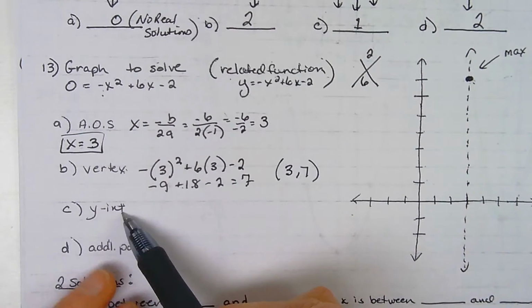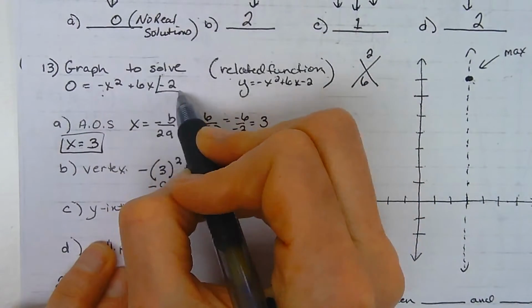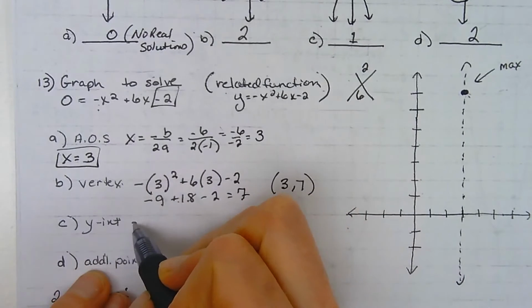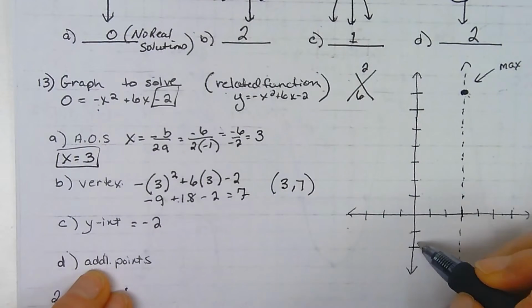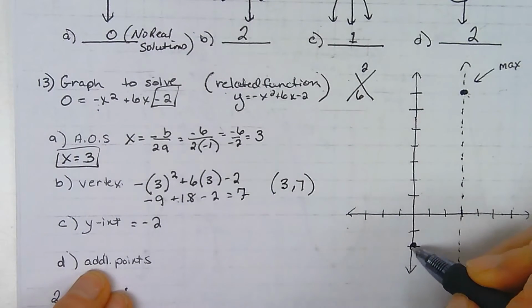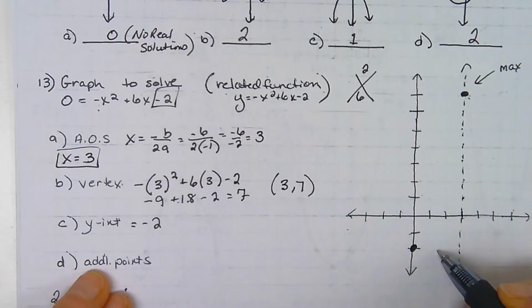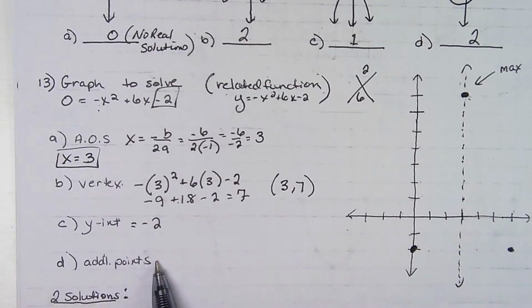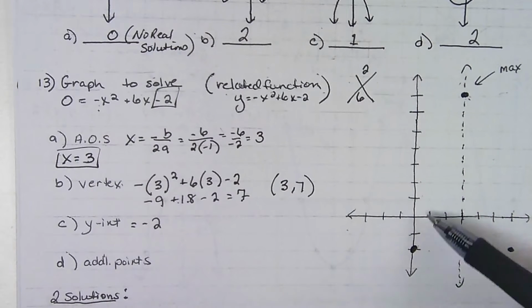Now the y-intercept is the c value. So the y-intercept is negative 2. And we can plot that right there on our graph, and we can reflect it 1, 2, 3 across the axis of symmetry, excuse me. Now we have 3 points. We need to plot additional points so we can get a really good sketch of this parabola.